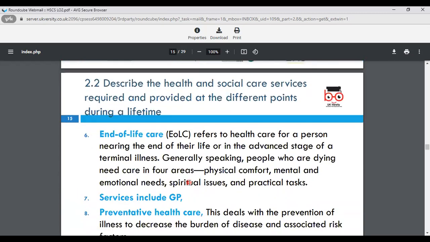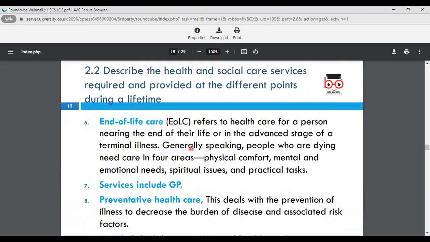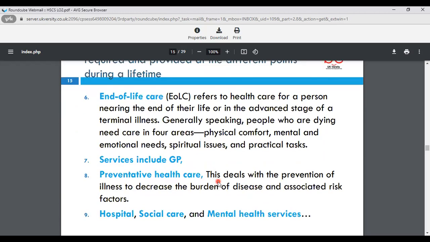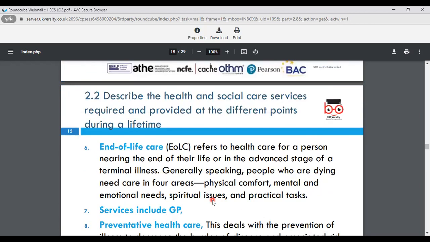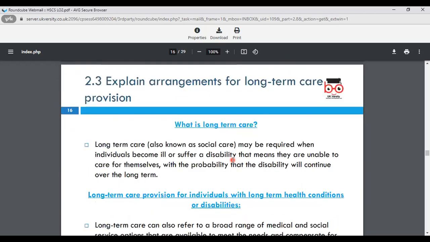And then there's end of life care, which refers to a person generally at the end of their lives, when they're dying and they need care in 4 areas. There's physical comfort, mental and emotional needs, spiritual issues, and practical tasks. You have services including the GP for this. You have preventive health care, which deals with prevention of illness. That's to decrease the burden of disease and associated risk factors. You have hospital, social care, and mental health services. So these are all basically the services that are provided at different points in time.